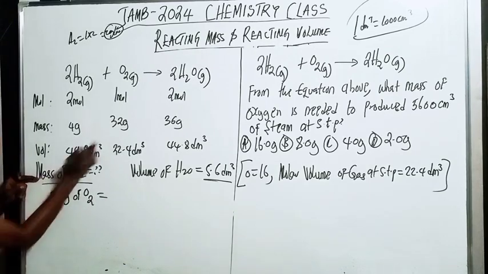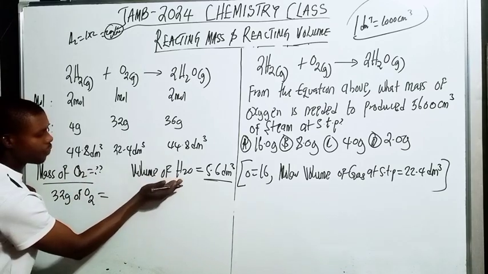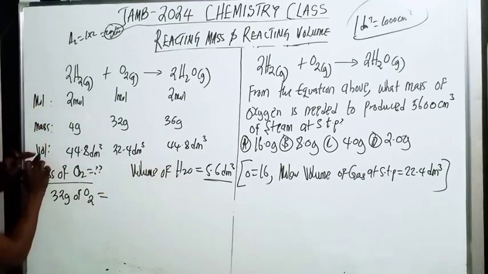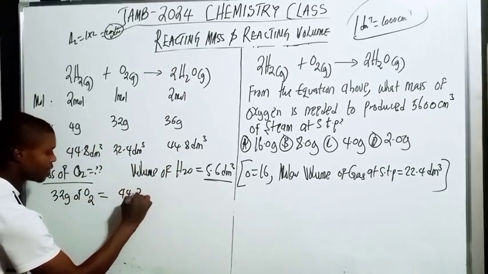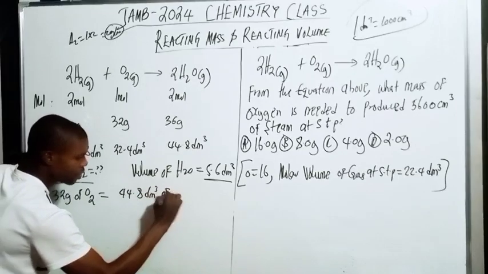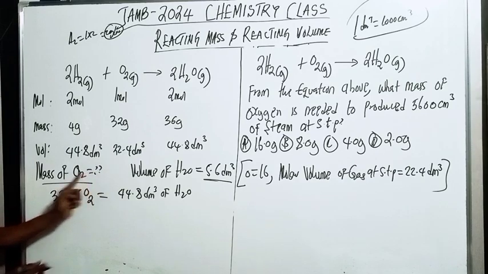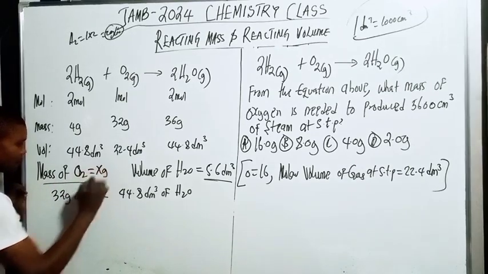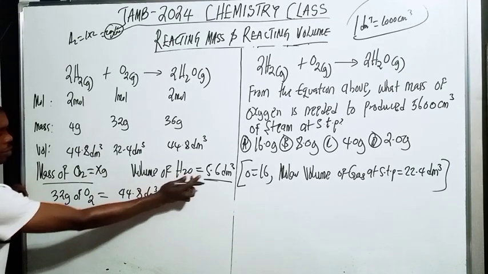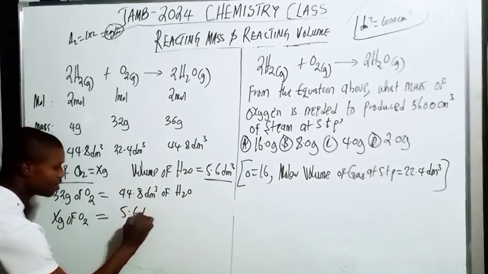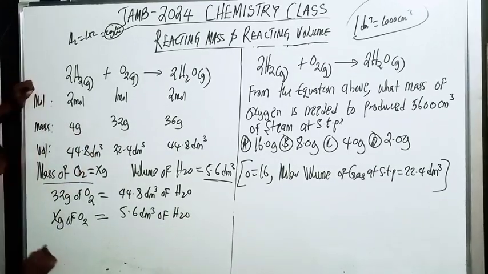Now, do you know the reason why I pick this one here? Because they care about the mass of O2, although this is what I'm looking for, right? Now, volume of H2O. So here we move to H2O. Here we have the volume here, 44.8 dm cube of H2O. Do you understand? So remember, we are looking for the mass of O2. So here we can just say X gram of O2 equals to, the volume is 5.6 dm cube of H2O. Do you understand?